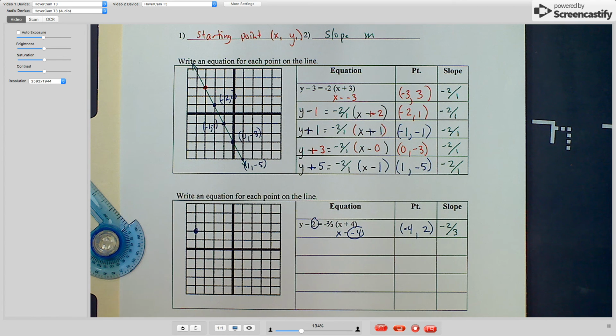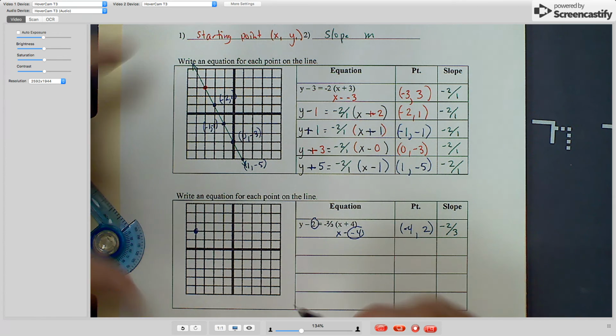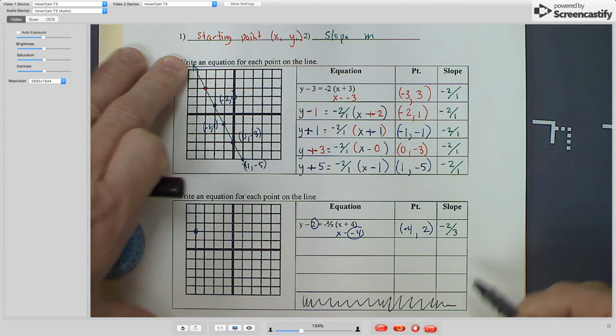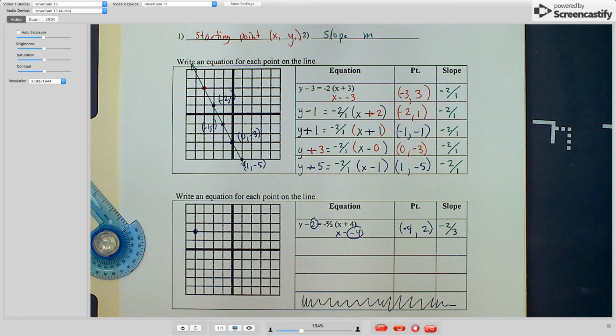And you'll be able to get 3 more equations on this graph. So I'll tell you what, let's get rid of this guy. 3 more equations for this graph. Good luck, and we'll see you in class.